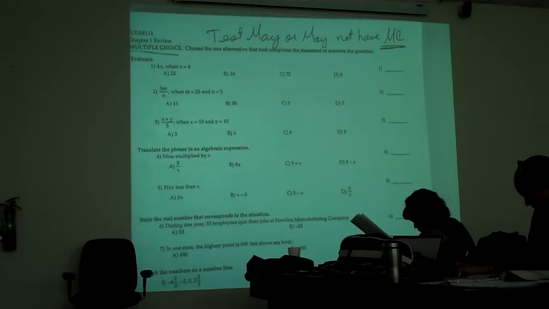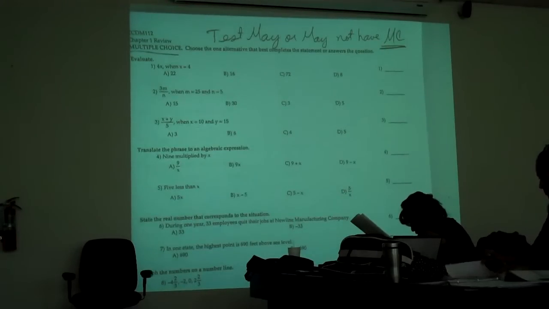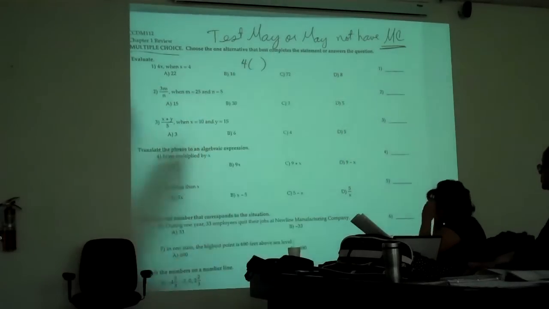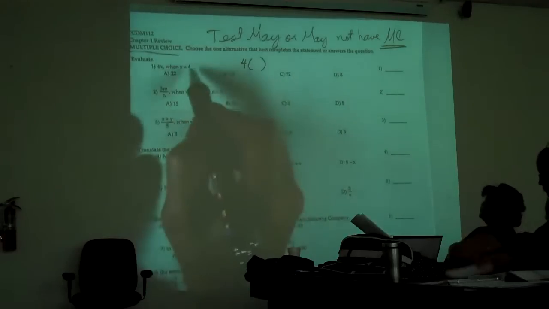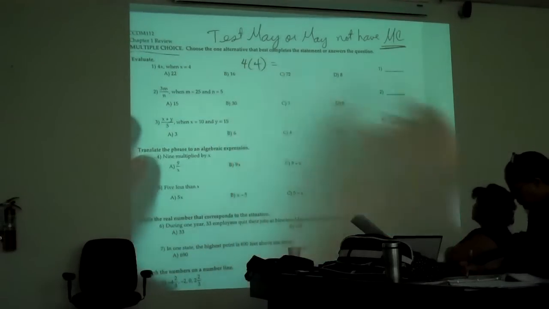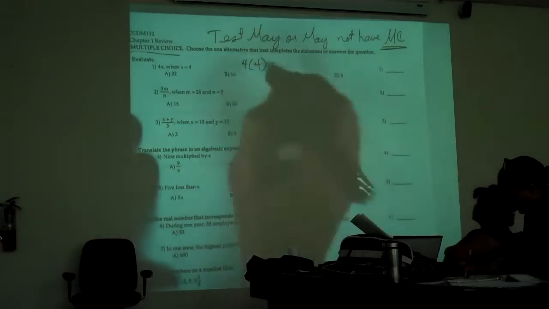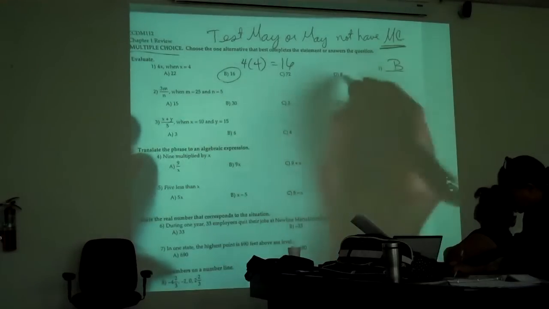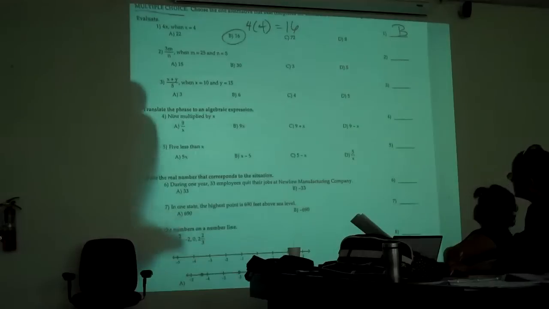Okay, number one, 4x when x is 4. So just evaluate 4x when x is 4. Show your work, put 4 where the x is, so the answer is 16, right? Okay, this you would write B. If it didn't have the answers, you would write 16.